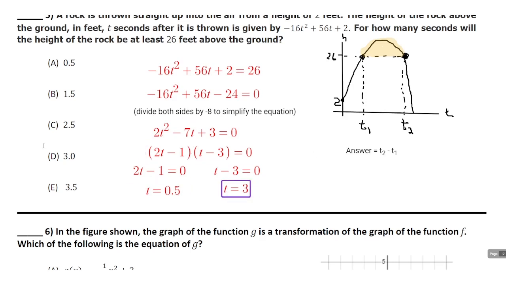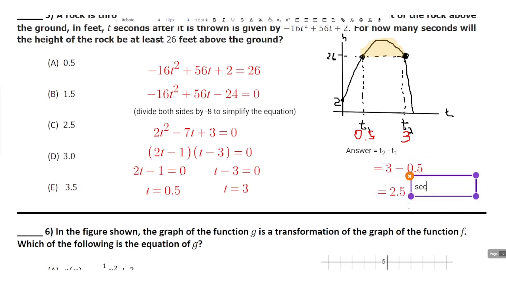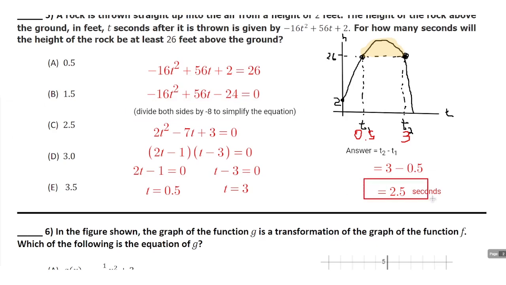Here, I'll actually do that over here. Okay, so this is going to be 0.5, and this one's at 3. So the question is, how much time has elapsed in between those? And to find that, we need to subtract those 2 numbers. So this is going to equal 3 minus 0.5, which is 2.5 seconds. And we see that is going to be choice C.